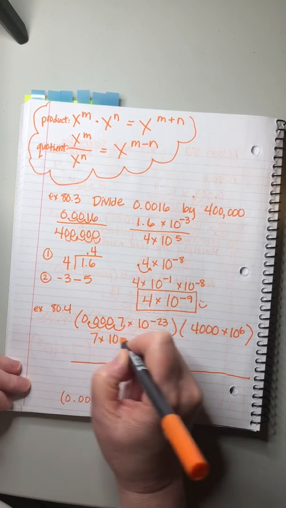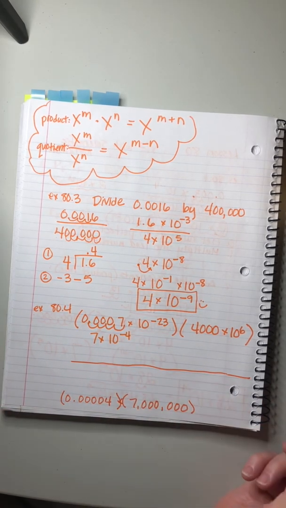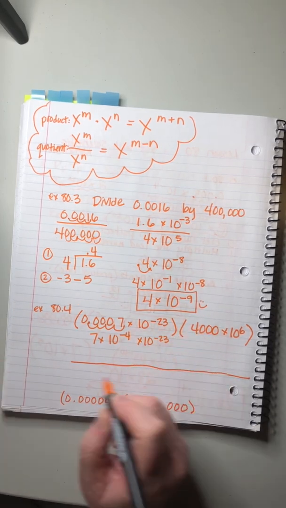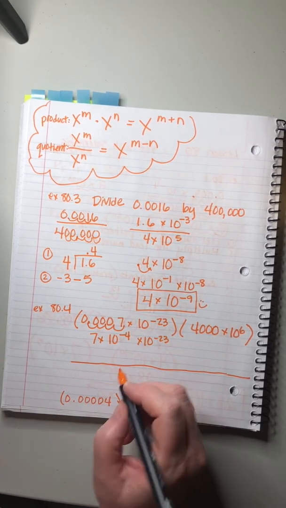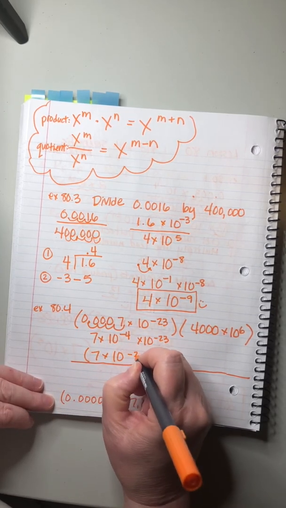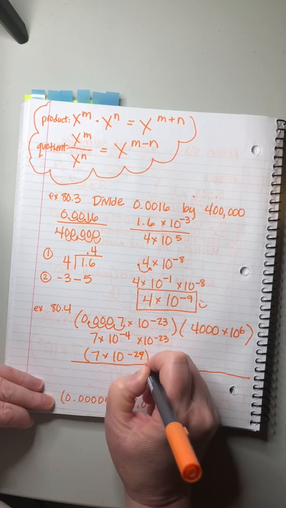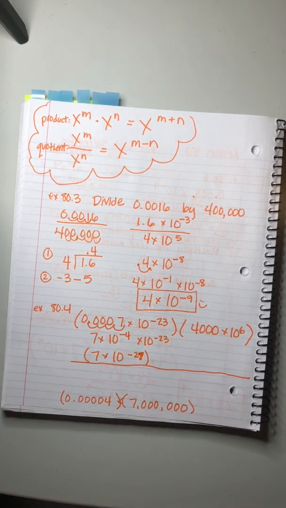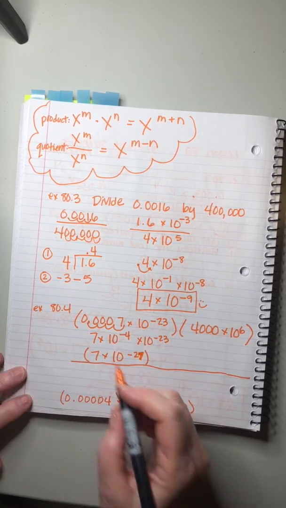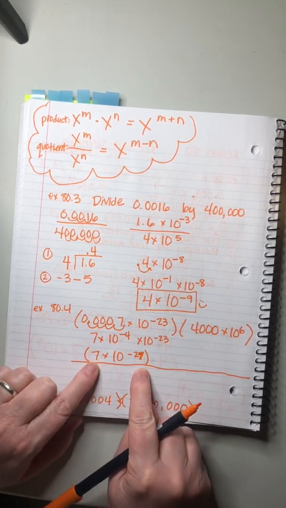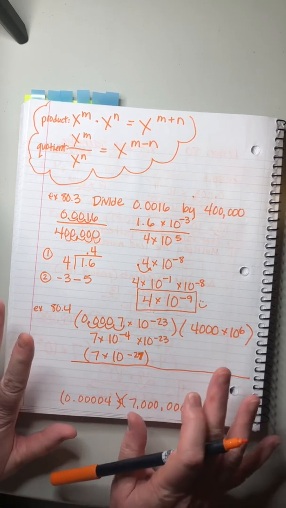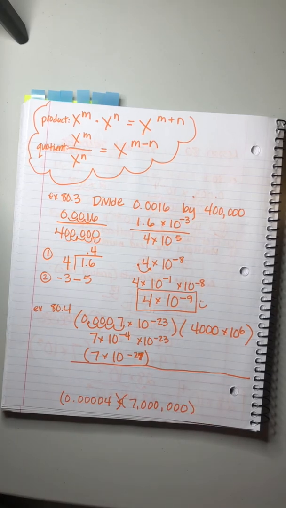1, 2, 3, 4. 7 times 10 to the minus 4 times 10 to the minus 23 means that this number is 7 times 10 to the minus 27. That's a 7. Got a little messy. Okay, so now that is my adjusted, perfect scientific notation, and it's sitting right here on the division bar where it will look normal when I get all of his friends gathered together.